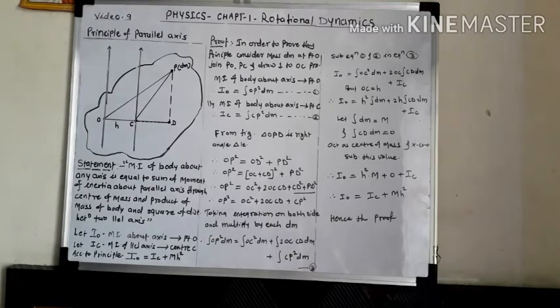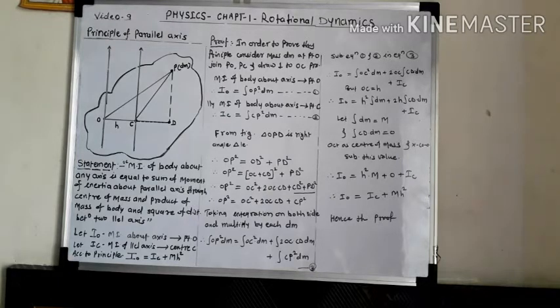This is the principle of parallel axis, so we have to see these two parallel axes separated by the distance h. O is the axis passing through any point O, and C is the center of mass. This is the parallel axis passing through the point C, the center of mass. From this we can state the principle of parallel axis.